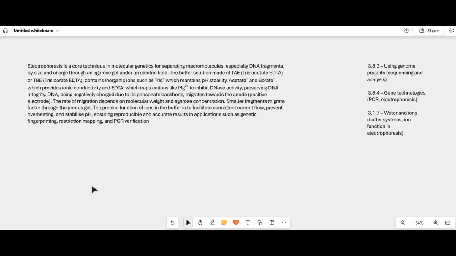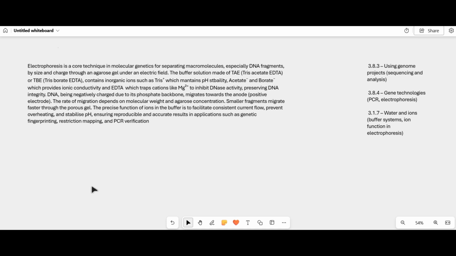The buffer solution made of TAE, so that's going to be a little bit extra. Again, you can go look at extra information; I'll make more about extra information in the future. It will have these kinds of things. TAE is tris acetate EDTA. You should know a little bit about EDTA in chemistry if you do A-level chemistry. Or TBE, tris borate EDTA, and it contains inorganic ions such as tris plus.